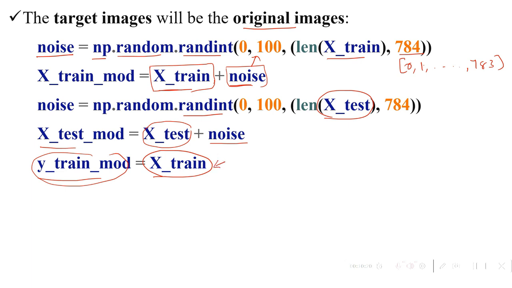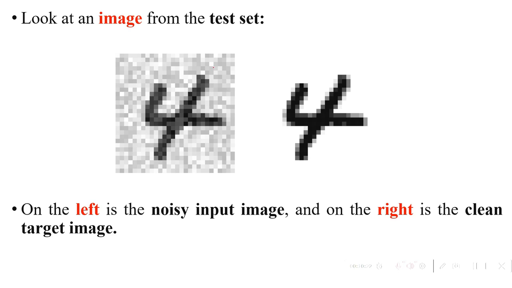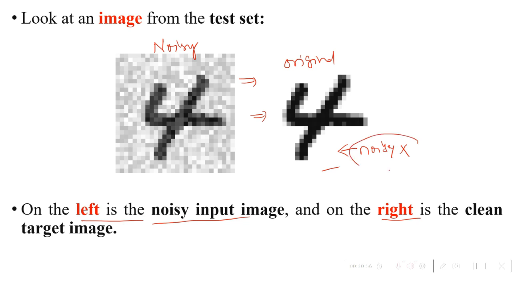Now we are going to look at these images. This is the original and this is the noisy image data. The noisy image is converted into the original image data, that means you are removing the noise from the noisy image. After removing the noise we get the original images. Here the left side contains the noisy input image and the right contains the cleaned target image, which does not contain any noise. It removes the noise.